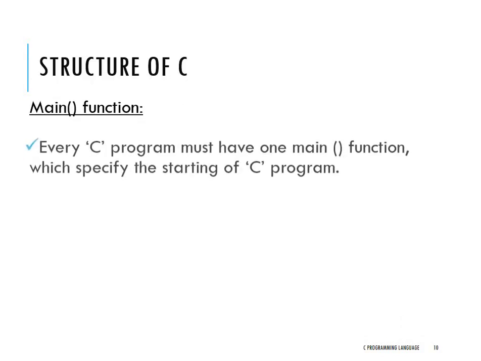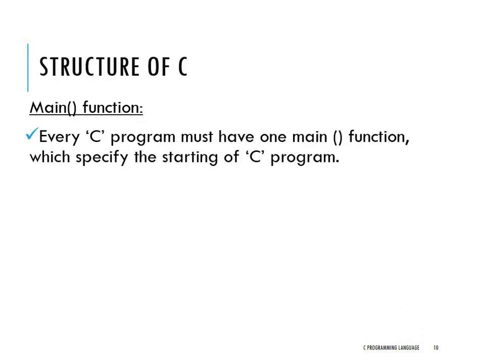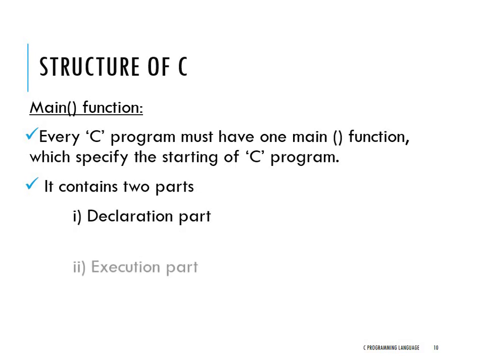Next we are going to see about the main function. Every C program should contain at least one main function. The main function specifies the starting of the C program. It contains two parts: one is the declaration part, another one is the execution part.